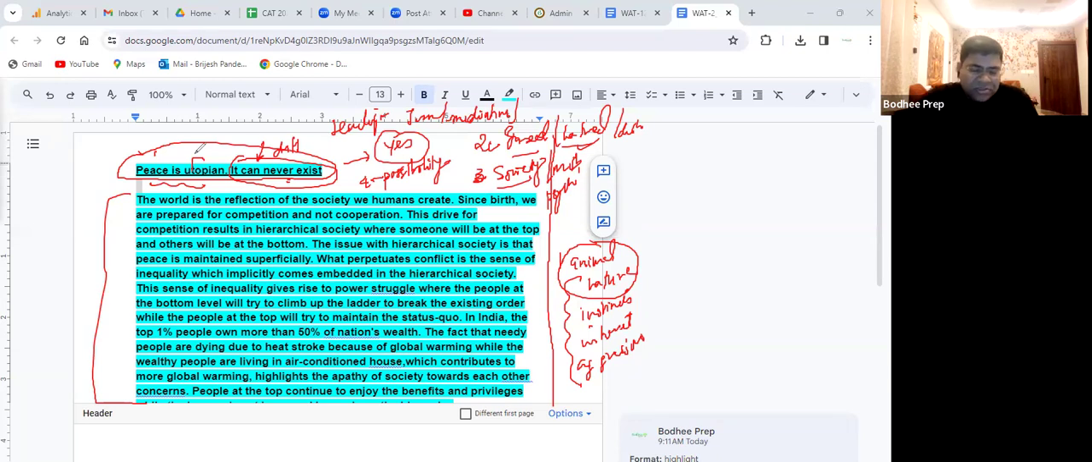Because without doing any research, you can't put the points. As you do the research, the points go into your subconscious mind. When you write, all those points come and you write a better essay. As you write more and more, you become better and better. Are we clear, everyone? Yes or no?